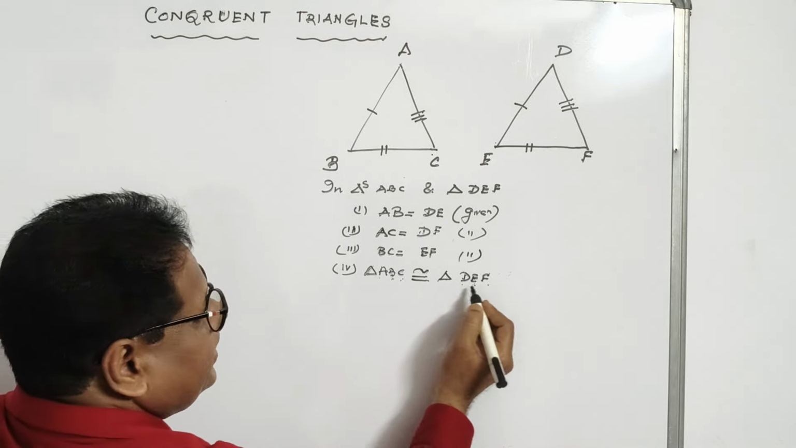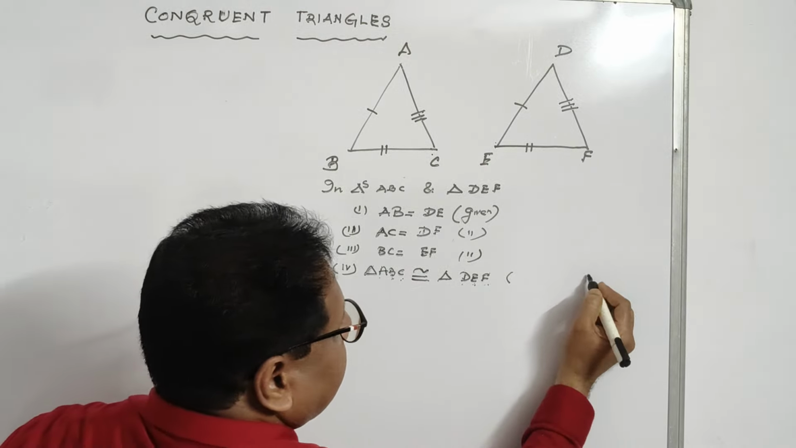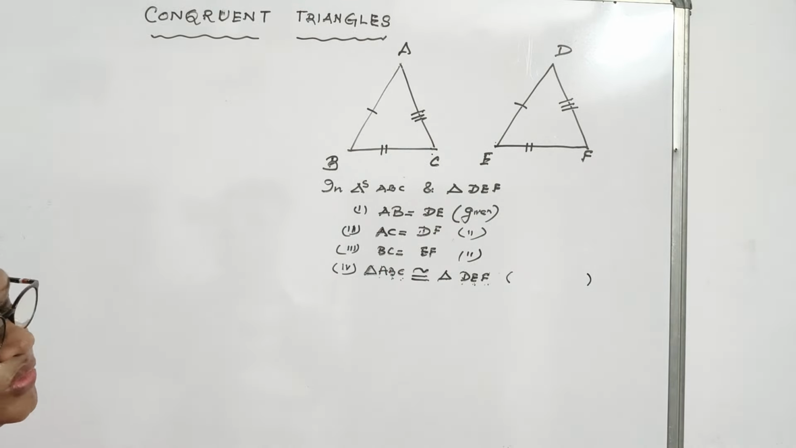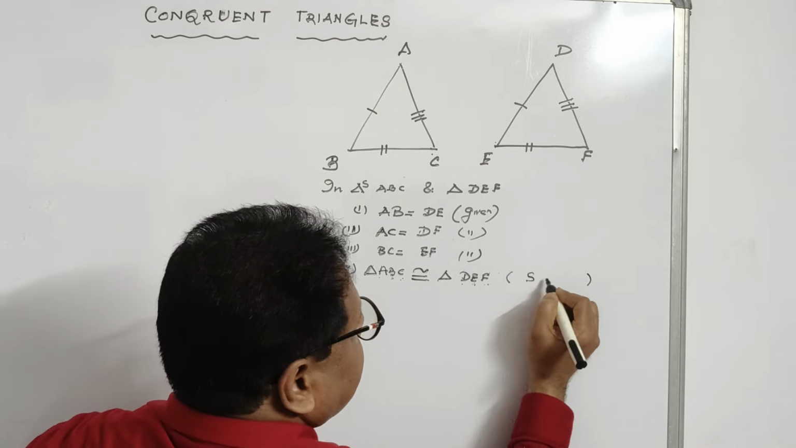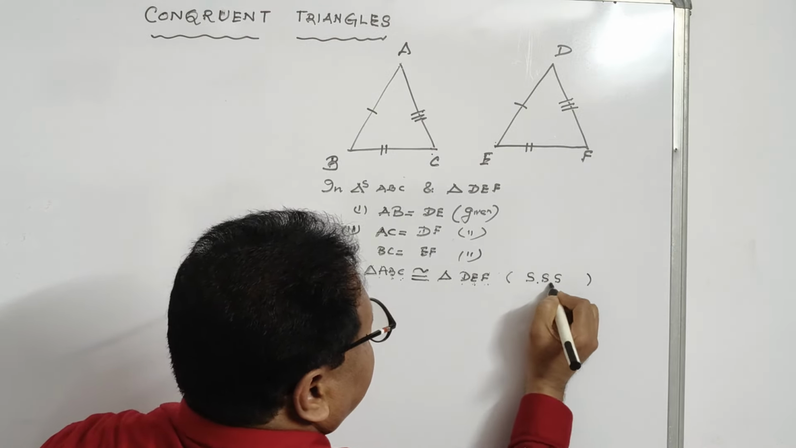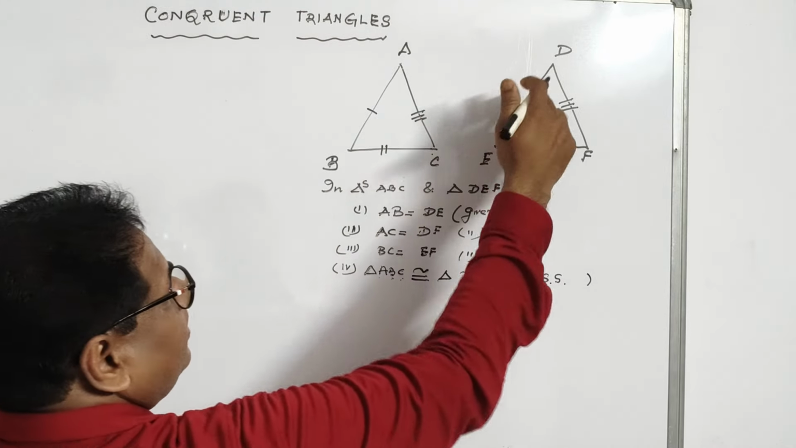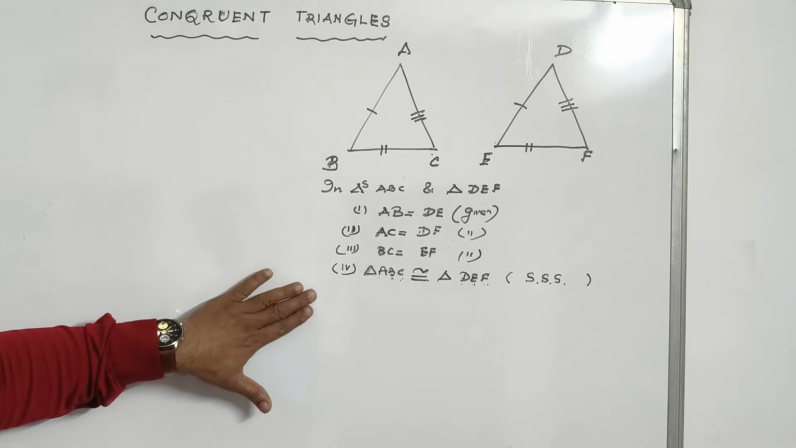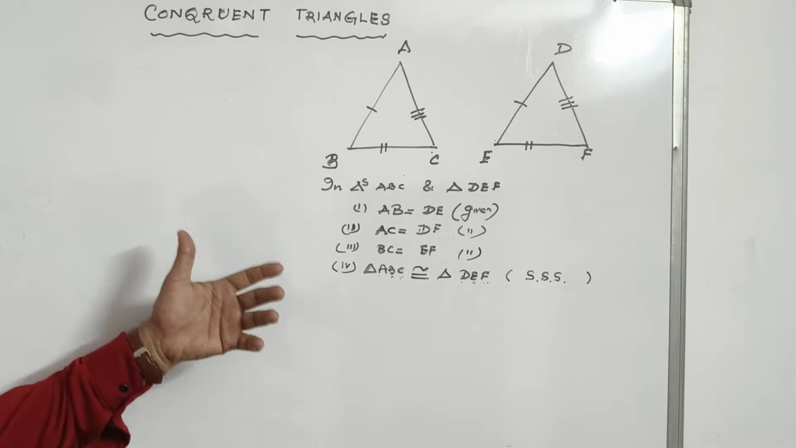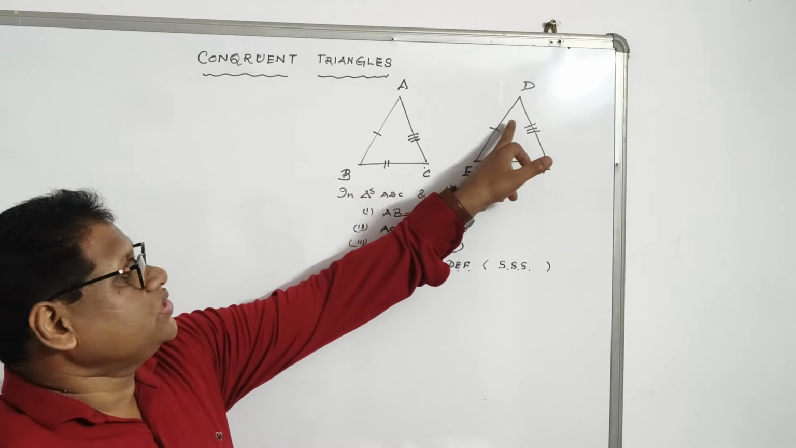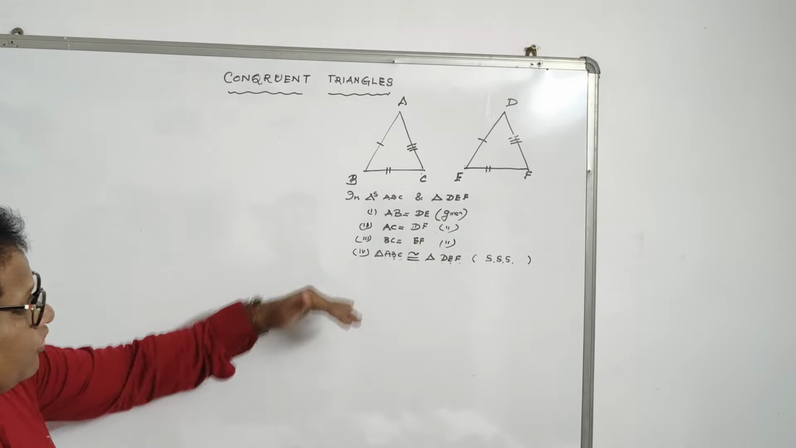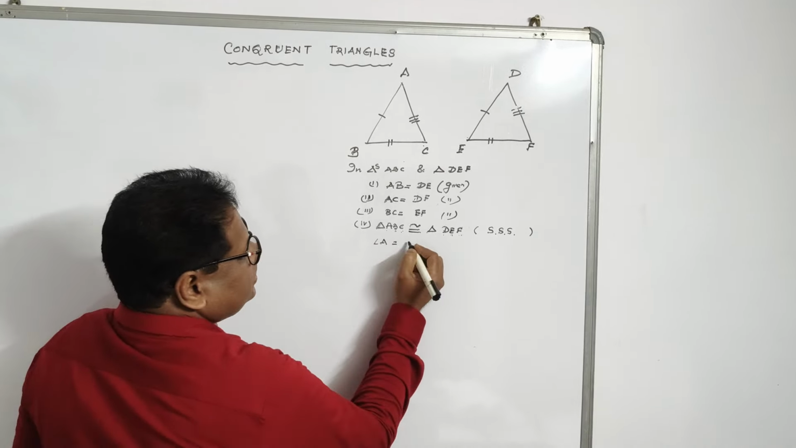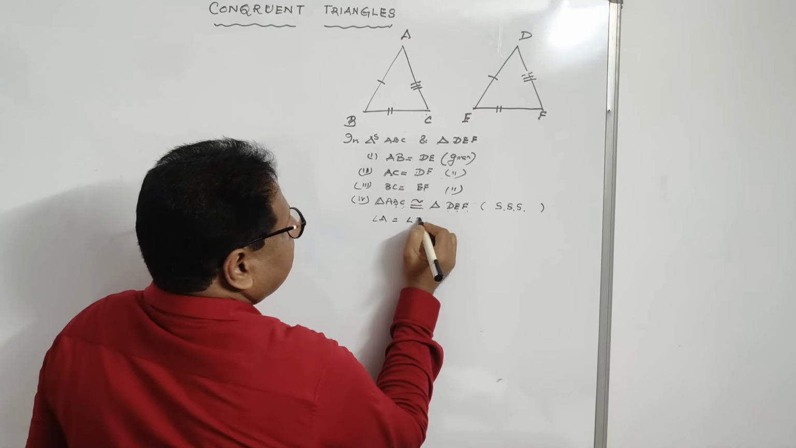Now once you write the congruency condition, here you have to write the postulate, that is the condition on what basis you have proved this triangle is congruent. And the condition is SSS. That means the three sides of this triangle are equal to three sides of another triangle. Now once you prove congruency, questions will be asked. Say for example, in this question, prove angle A equals angle D. Now after this, what do you have to do? Straight away write angle A equals angle D.